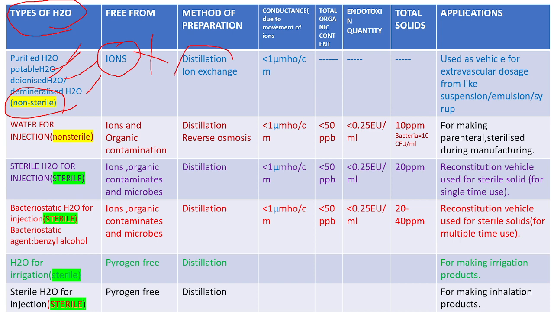Next is the method of preparation. How can we prepare this purified water, meaning how can we remove the ions? By distillation or ion exchange process. Next is conductance. How can we determine whether ions are present in the purified water or not? By the conductance, by passing electricity. It should be less than 1 micro ohm per centimeter. If it is less than 1 micro ohm per centimeter, then the purified water is free from the ions.